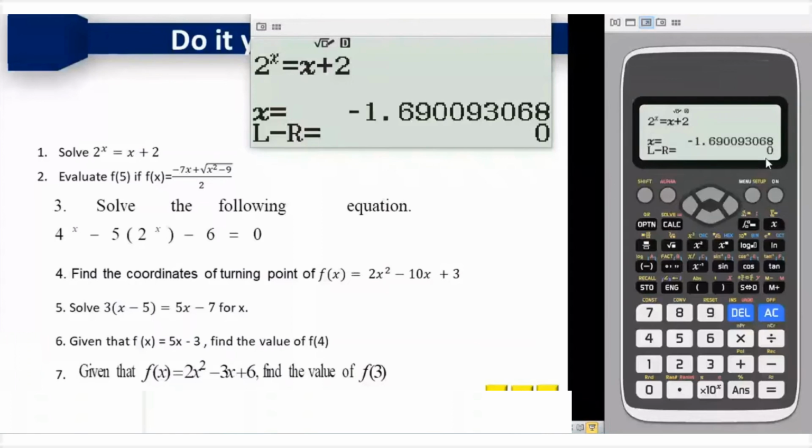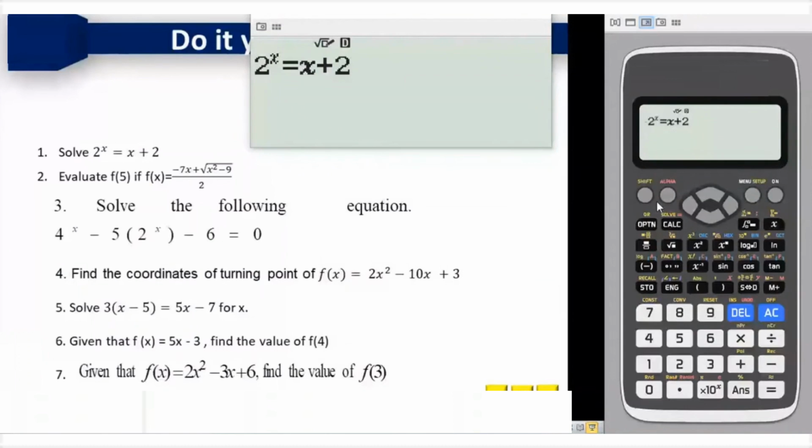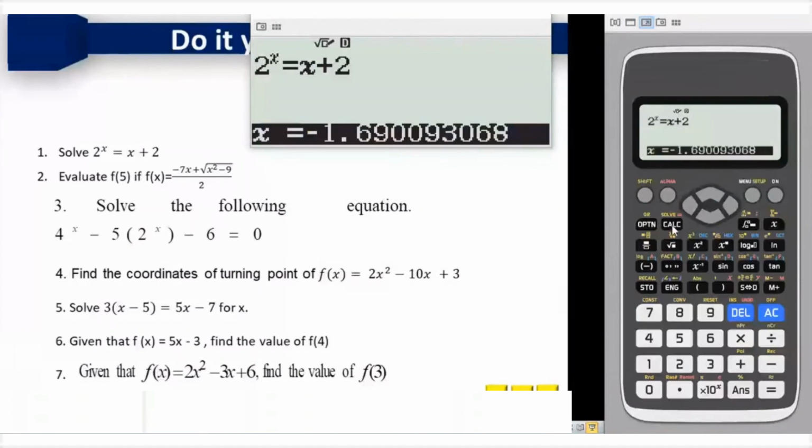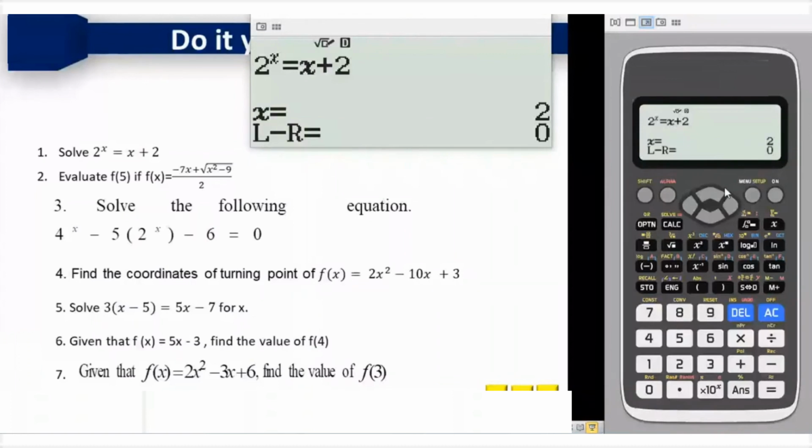There can be another answer also. So let's try and find out if there is any other answer. I will press shift and calculate, that is solve, and I will keep the value of x as, let's say, 1. And I will press equals to, and I got 2. So the second answer is 2. So we have two answers for this. One answer is 2 and the other answer is minus 1.6 something.